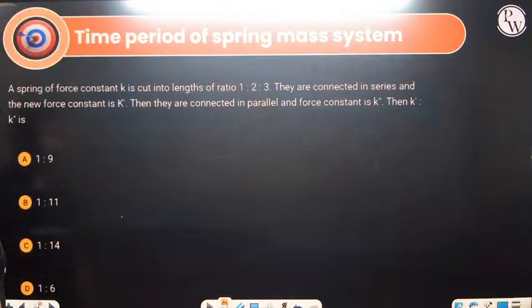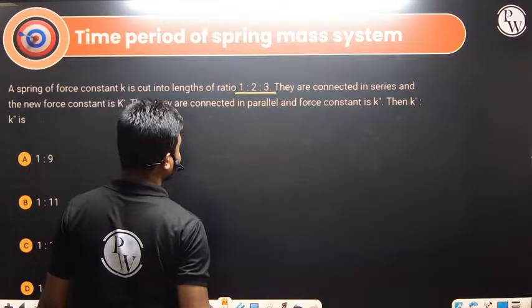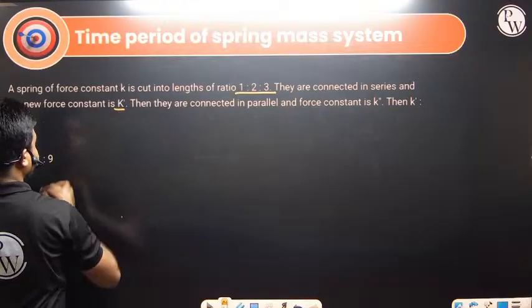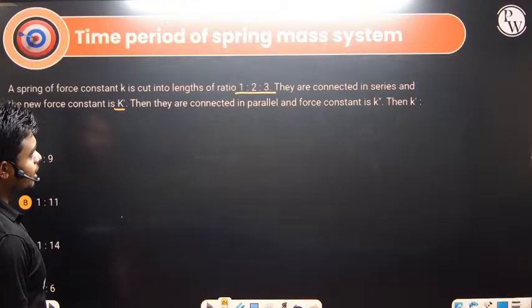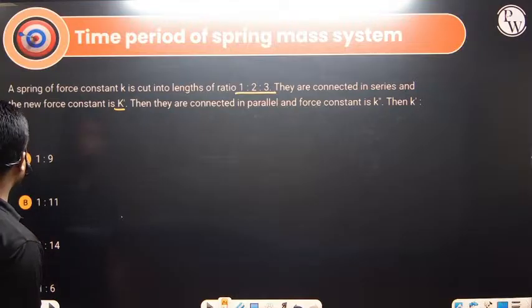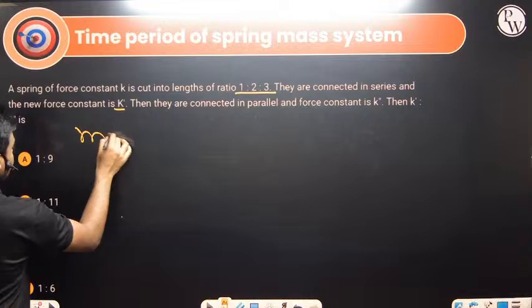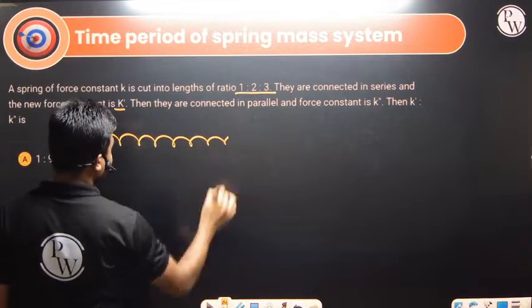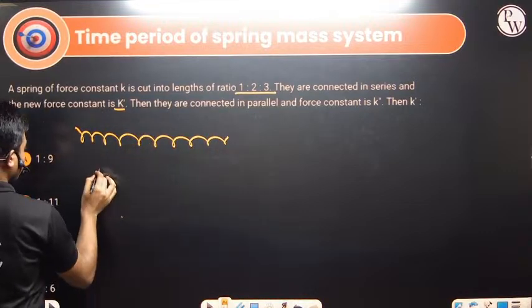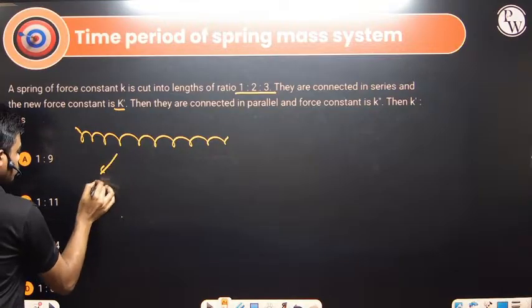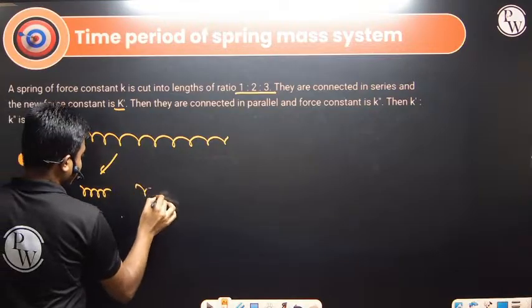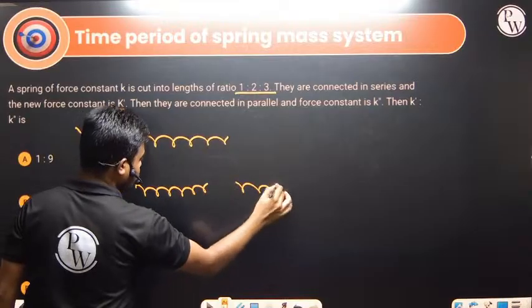The spring of force constant k is cut into lengths in the ratio 1 to 2 to 3. They are connected in series, giving a new force constant k dash. Then they are connected in parallel, giving force constant k double dash. So one spring is cut in the ratio 1 to 2 to 3: this is the first spring, this is the second spring, and this is the third spring.